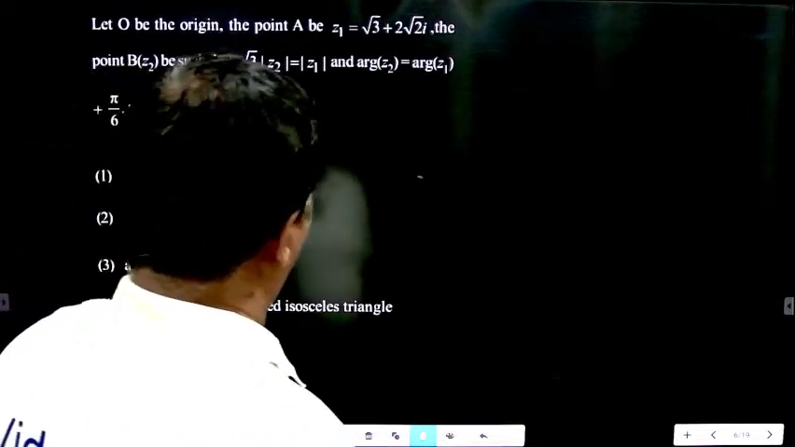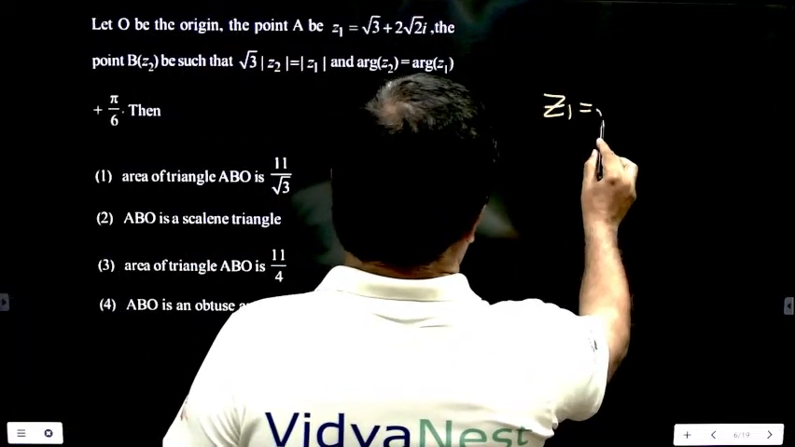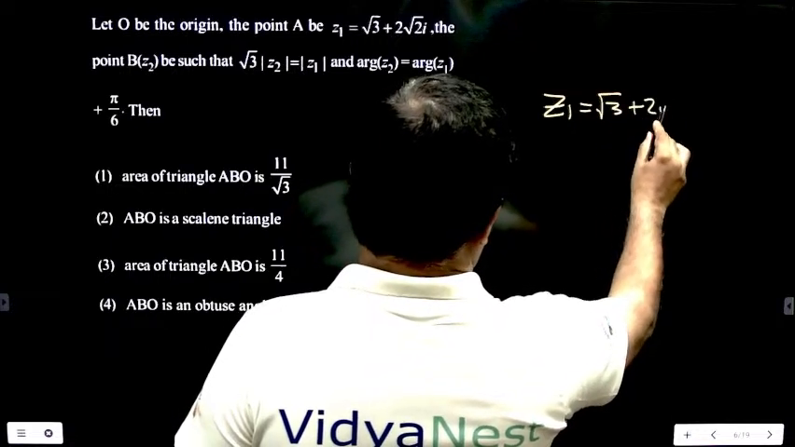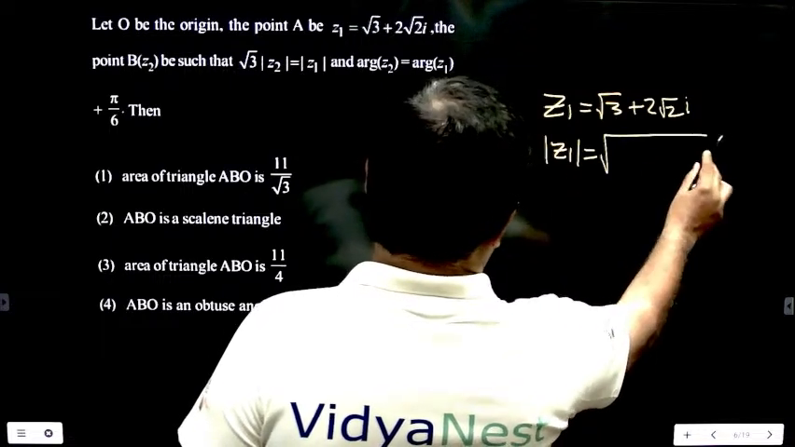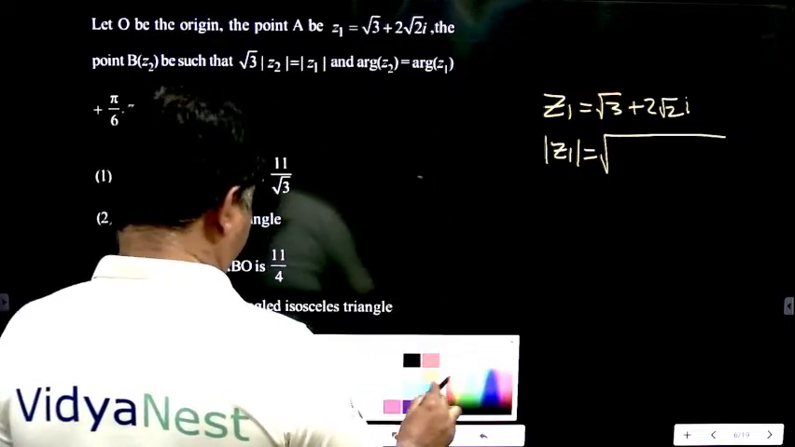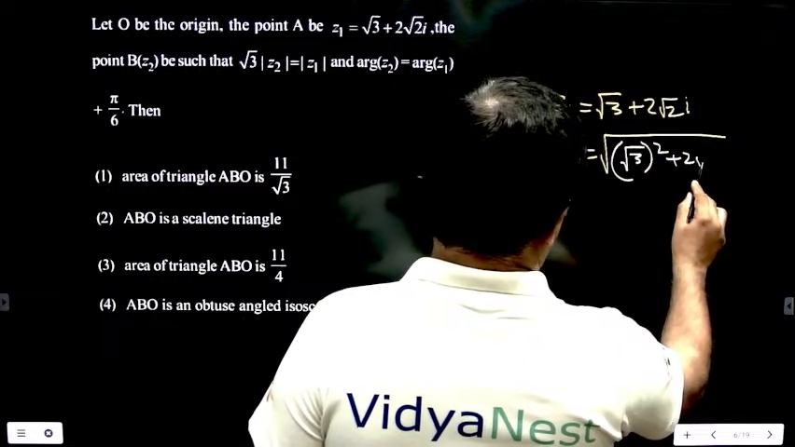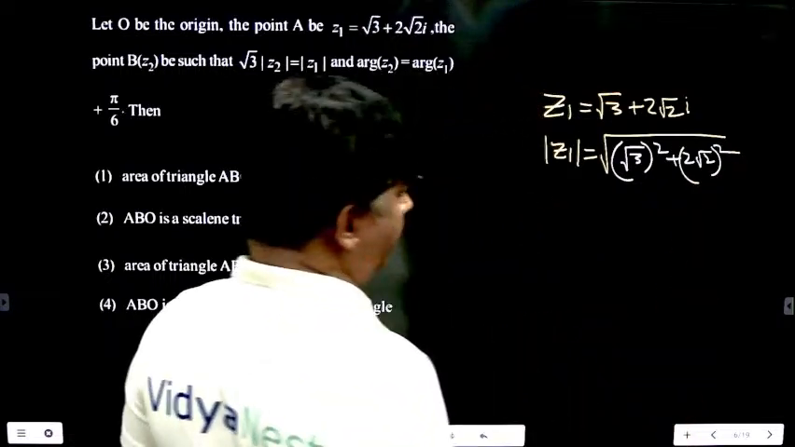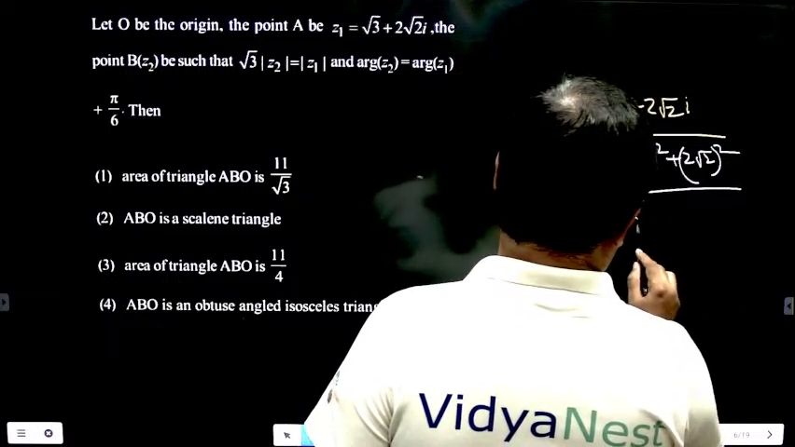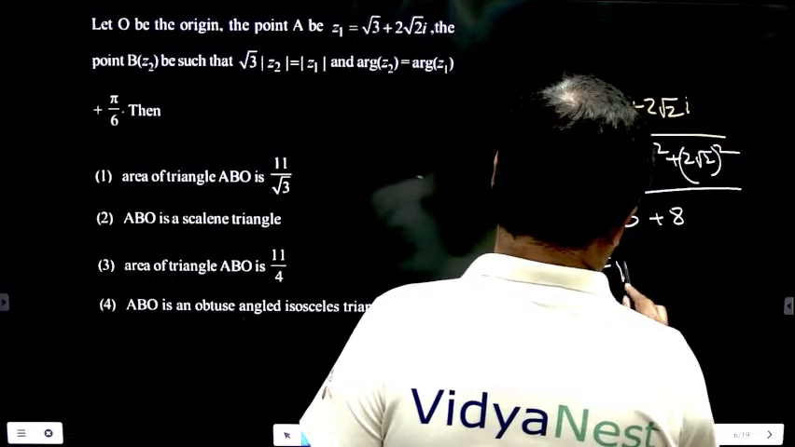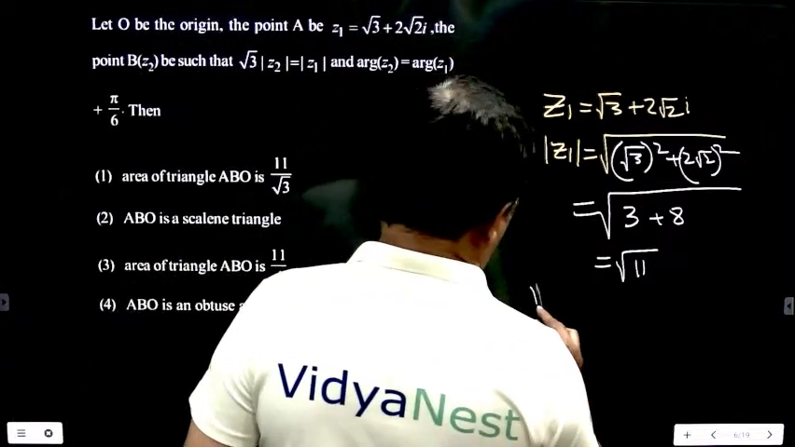Z1. Z1 is root 3 plus 2 root 2 i. So mod Z1 is root of 3 plus 8, root 11. So mod Z, we know another relation is given.